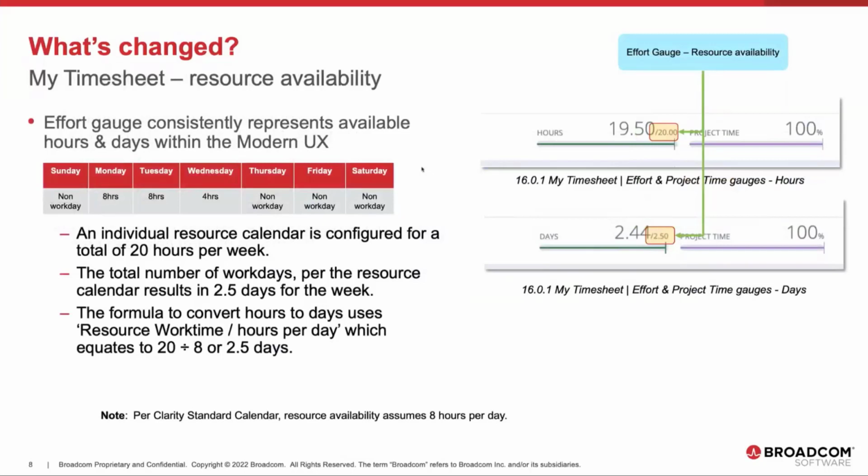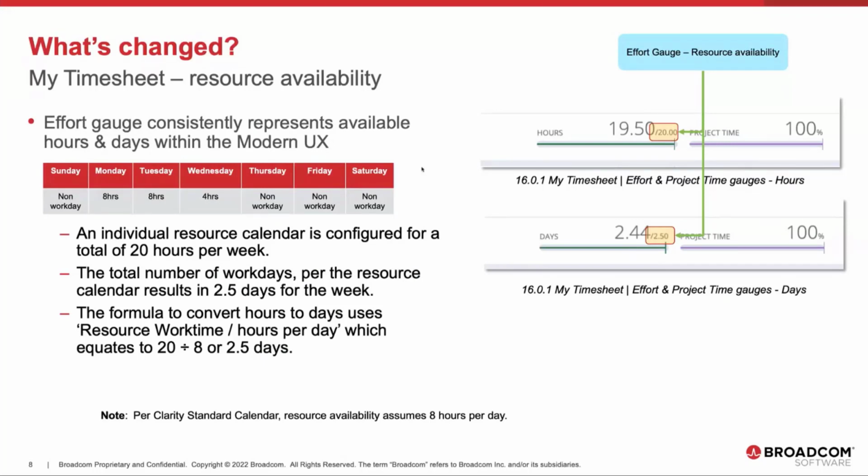The effort gauge is on the left side of these gauges; there's an effort gauge and a project time gauge. In this example, the effort gauge is representing that a user has 20 hours of work. They've got Thursday, Friday, Saturday, and Sunday as non-working days. And so their particular schedule affords them working Monday, Tuesday, and Wednesday is really just a half day. So that results in, assuming an 8-hour day, 20 hours of total availability, and that's represented in the effort gauge.